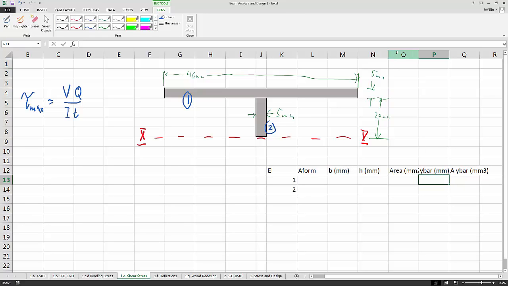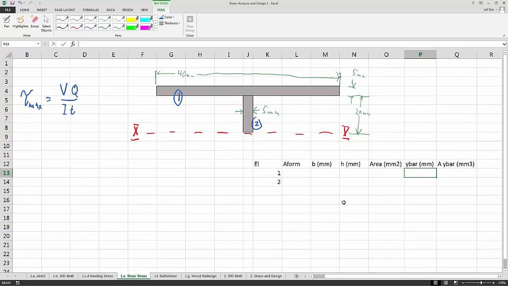And let's see if we can make those stretch out a bit. And maybe we'll see this a little better. There we go. So for element one, our formula is BH. Our B, our base, again, that's the length that is parallel to the axis that we are interested in. And so that's 40 millimeters. The height is 5 millimeters. Area equals this times this.